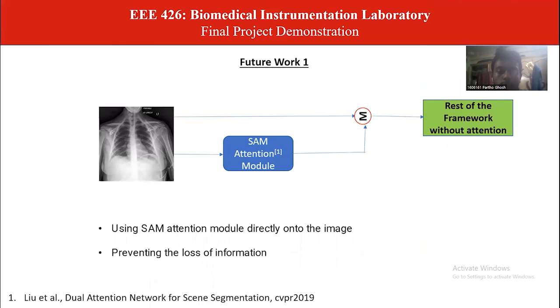As for future work, we want to share some good ideas that we could not try out during this project due to the time constraint. For starters, we want to change the position of the SAM attention module in our architecture. It makes more sense to use it directly on the image rather than on the feature map.